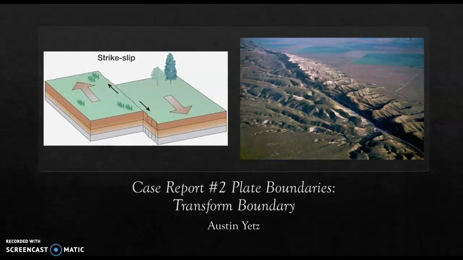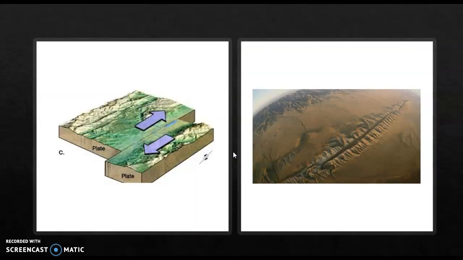So, the transform boundary is when two plates rub against each other and they're going opposite ways. Kind of like traffic, they're going opposite ways. This plate is going that way, that plate's going that way, and there's a whole bunch of friction going on, and a thing called shear stress. So shear stress is the stress that's caused due to the plates moving together and causing a lot of friction between each other when one's moving one way and one's moving the other way.